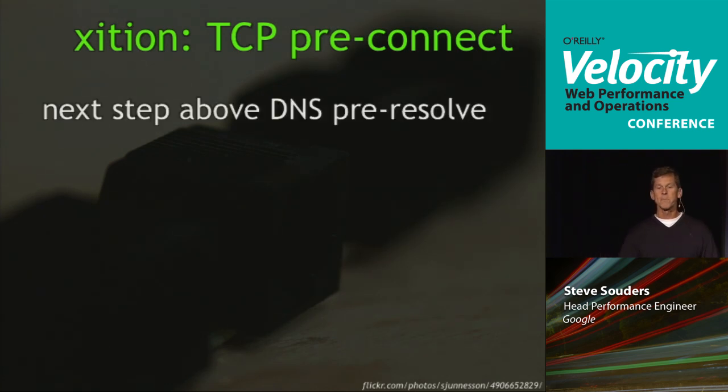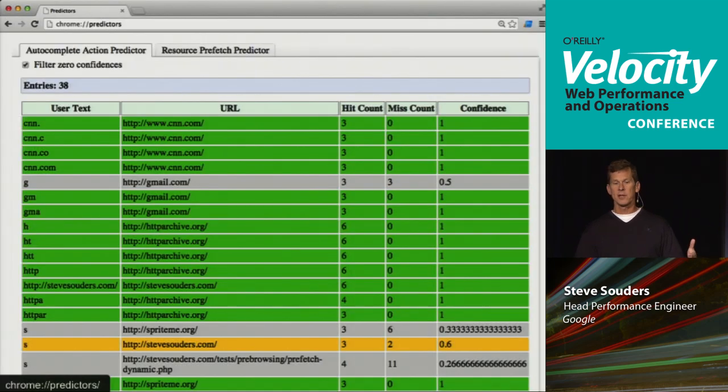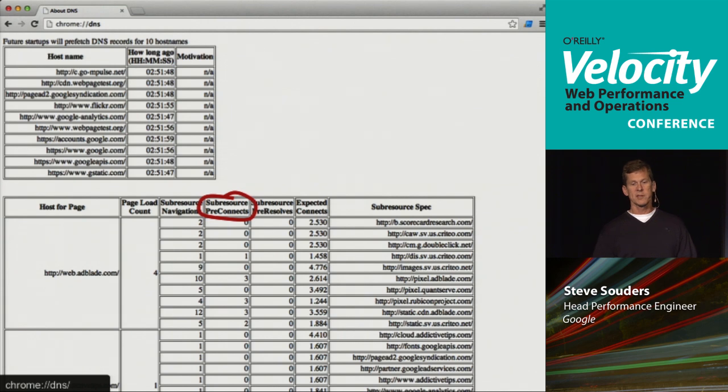And in addition, for these high confidence domains that you might navigate to, the browser will potentially open up a TCP connection. And you can see that here, again, in Chrome predictors. Yellow will just be a DNS lookup. Green, if you actually do that transition, will do a TCP preconnect as well. So you can get some visibility into how frequently that's happening for your browsing behavior. And again, you can look in this same chart, and under sub-resource preconnects, you can see which of these domains actually had preconnects fired up.